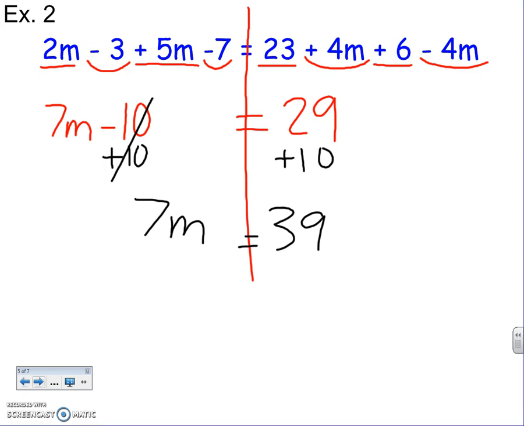And last is divide or multiply. In this case, it's divide. It's usually going to be divide last. Opposite of 7 times m is division. So divide both sides by 7.